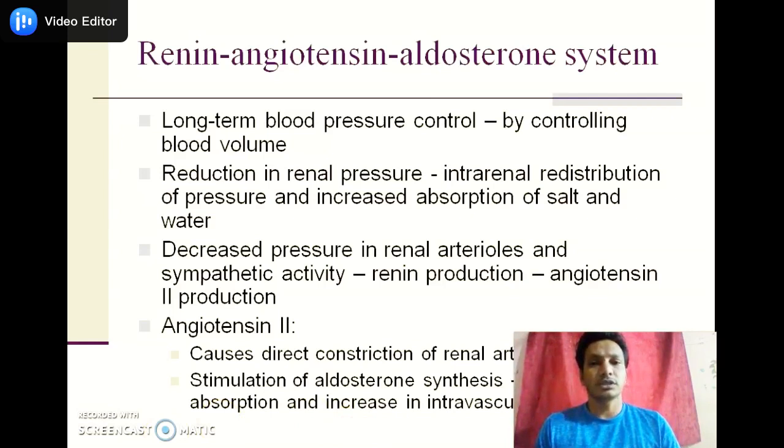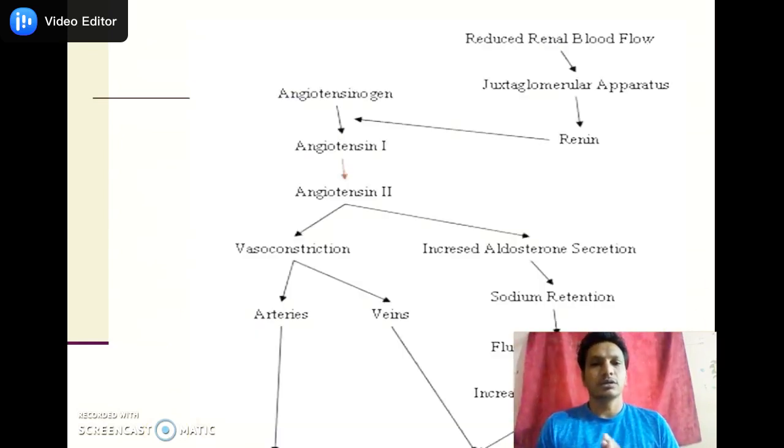We are discussing here in this diagram. Here you can see that the reduced renal blood flow is detected by the juxtaglomerular apparatus, which secretes the renin enzyme. That renin enzyme is very important and is secreted by the juxtaglomerular cells. This renin then produces angiotensin 1, a peptide, and this is again converted to angiotensin 2 by the angiotensin converting enzyme.